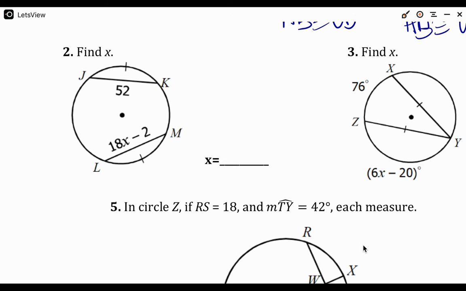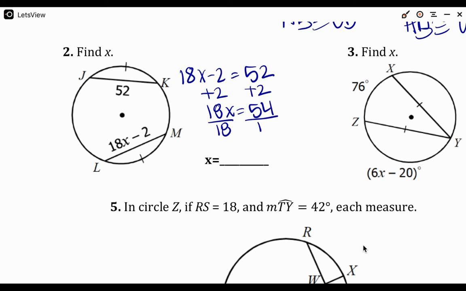Number 2. So we know that the arcs are equal this time, which means we know that our chords are equal. So let's set them equal to each other. So 18x minus 2 is equal to 52. Add 2 to both sides. So 18x is equal to 54. Divide by 18. And x is equal to 3.